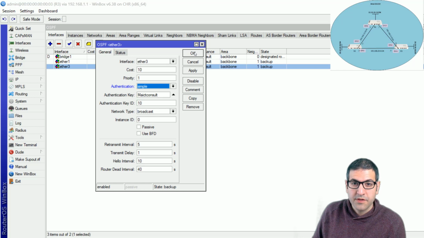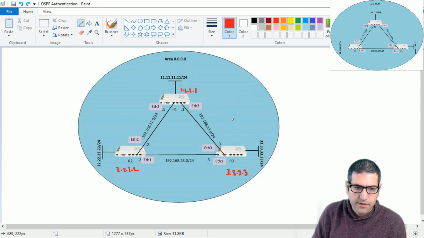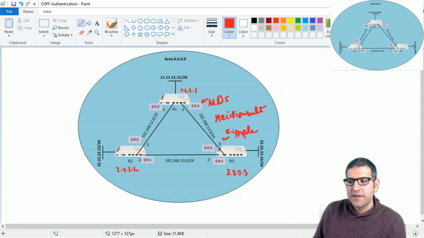Okay, so there is still authentication, but this time it is set to simple, while on the other side, on router 1 Ethernet 3, it is still MD5. Before we check, I'm putting the same password on Ethernet 3 of router 3 and Ethernet 3 of router 1. They have the same password, MikroTik consult. But here it has authentication type simple, and here it has authentication type MD5. Both have the same password, which is MikroTik consult. Okay, and we need to check if they can form neighborship.